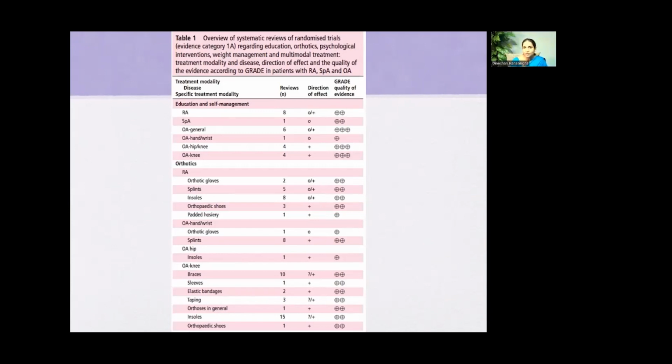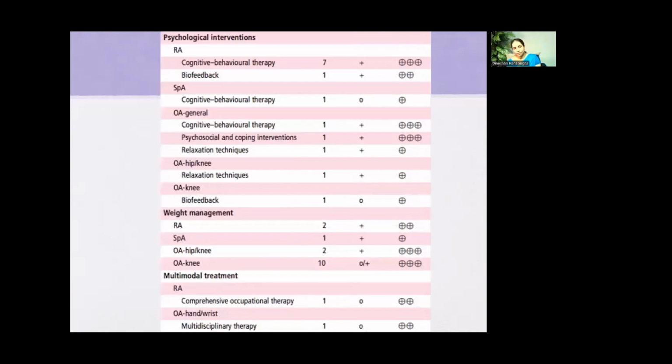In hand or wrist osteoarthritis, a number of studies have shown splints to be beneficial. And in osteoarthritis of the knee, a lot of reviews are there looking at different modalities. Here they have shown braces to be effective in 10 of the reviews and insoles to be beneficial. There is one that is questionable and positive effect, and this is the quality of evidence. Also, they have looked at psychological interventions, and we see here cognitive behavioral therapy has been studied in a fair amount of reviews, and they have found it to be positive.